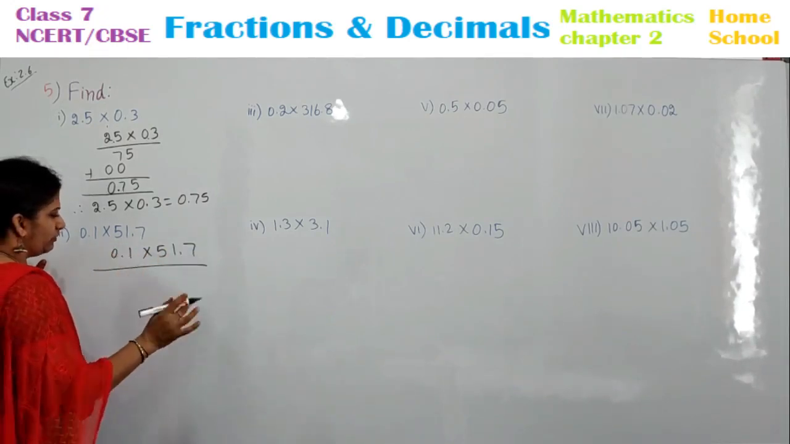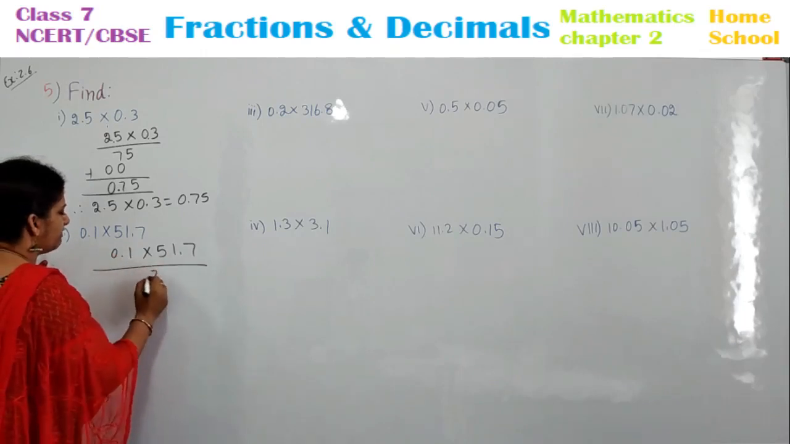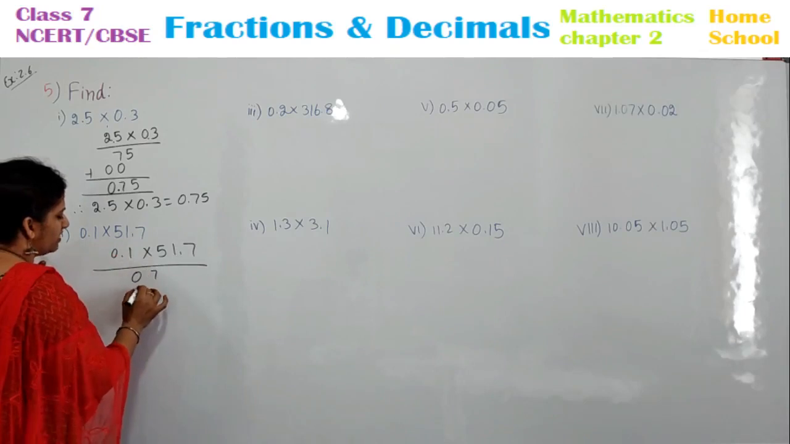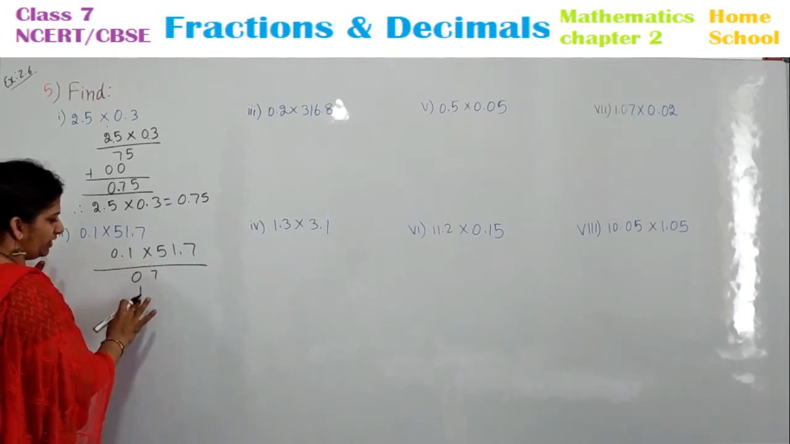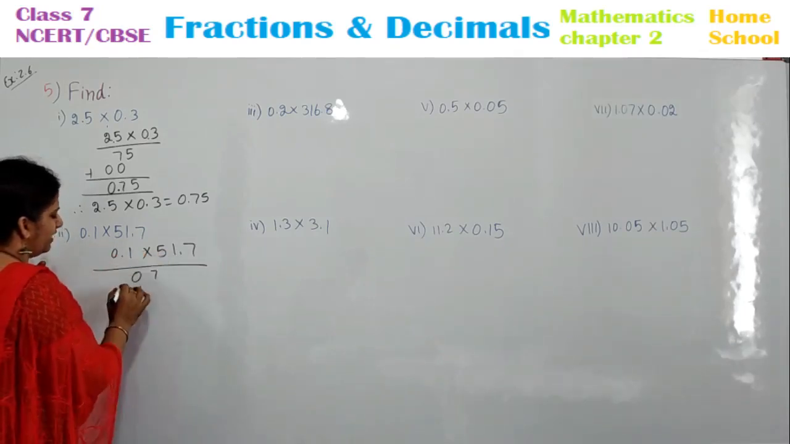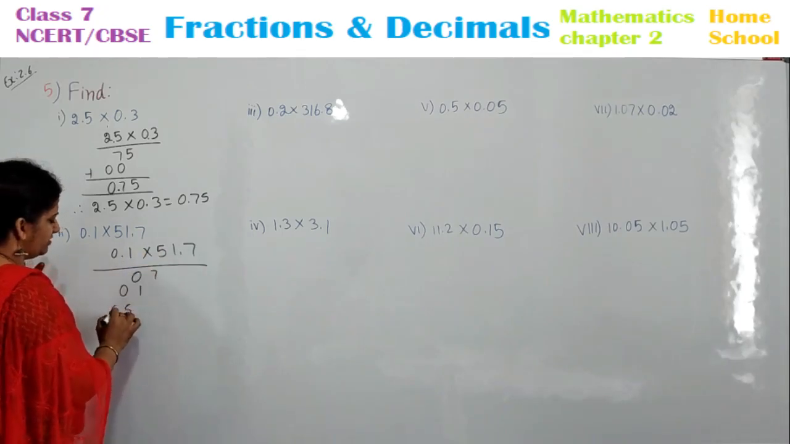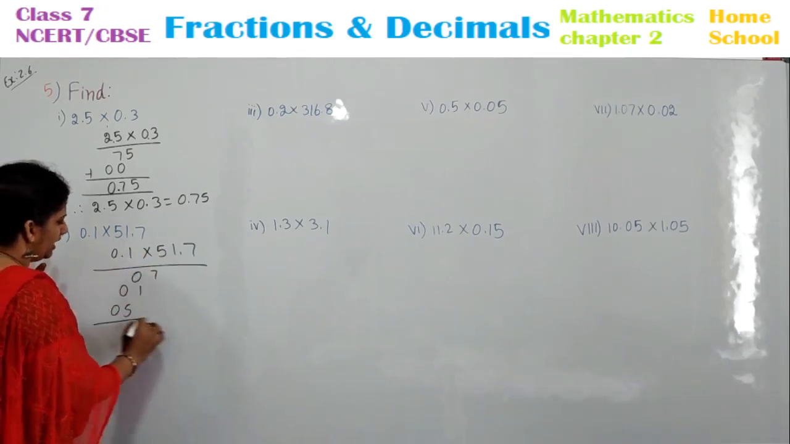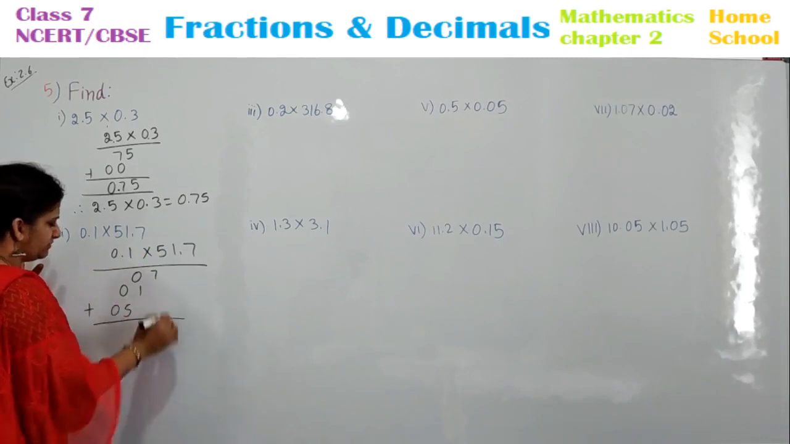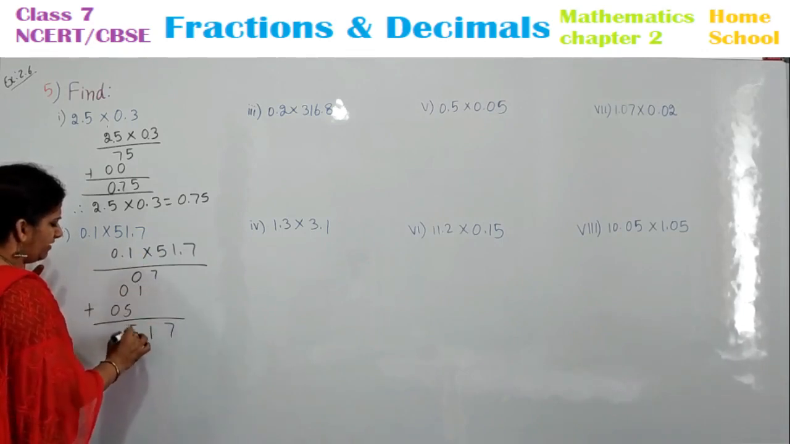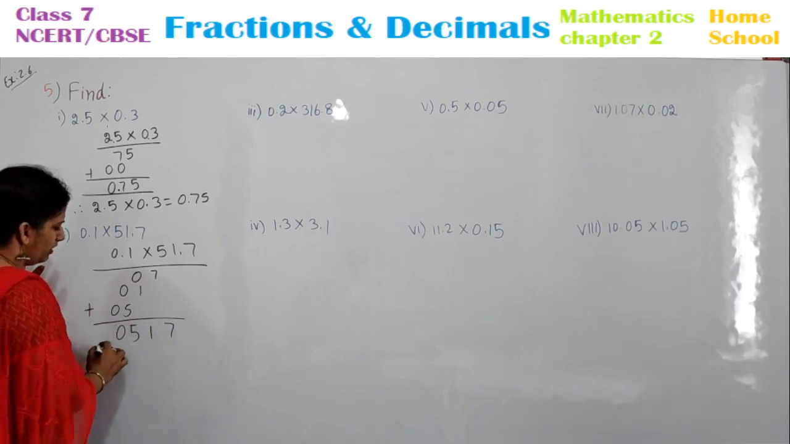Forget about the decimal point. 7 ones are 7, 7 zeros are 0. Next, 1 ones are 1. You know, no leaving any value, you need to write. 1 ones are 1, 1 zeros are 0. 5 ones are 5, 5 zeros are 0. Right? Now, add all these: 7, 1, 5, 0. Okay?